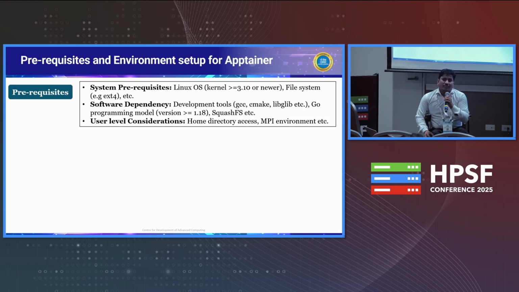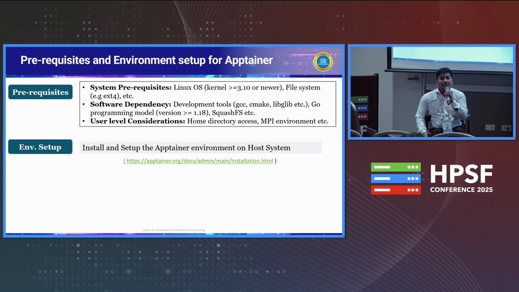Before starting to use Apptainer on any system, first, what kind of prerequisites do you need? From our learning, we understood that these are some of the prerequisites we certainly have before using Apptainer on that particular host system. There are system prerequisites as well as software dependencies and user-level considerations, because on a shared system there are multiple users and they work in their home environment itself. So we want something which can work in that scenario.